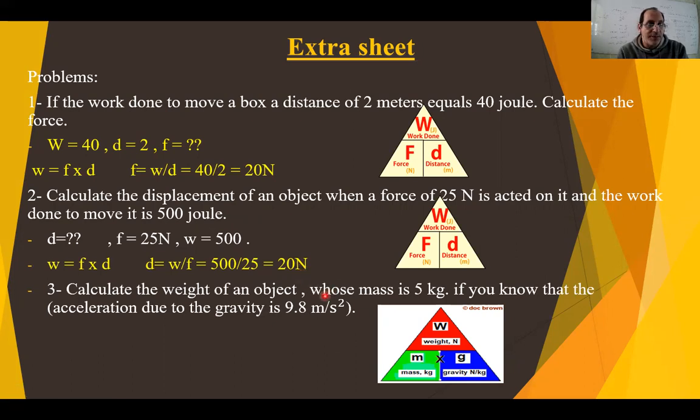Calculate the weight of an object whose mass is 5 kilograms, if you know that the acceleration of gravity is 9.8. We have a law that says weight equals mass times gravity. Also here, the triangular way: weight equals mass times gravity. Let's see the givens. For weight we need mass 5, gravity 9.8, so weight equals 5 times 9.8, which is 49 joules. Okay.